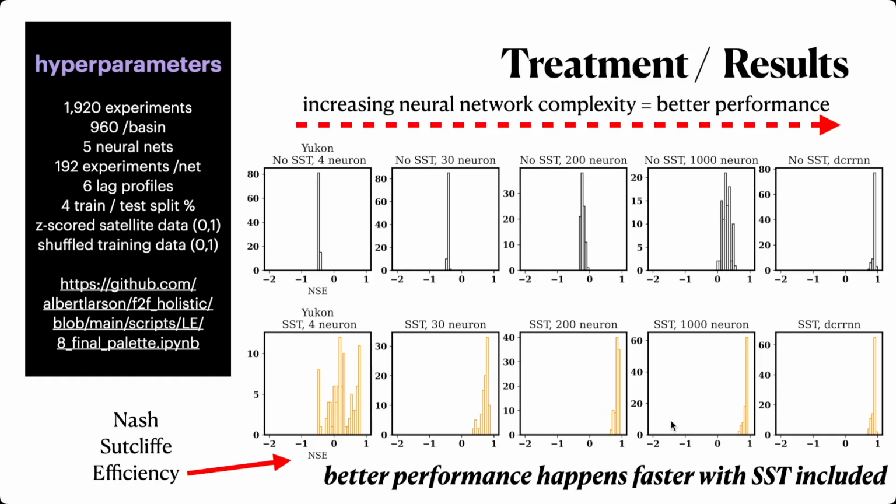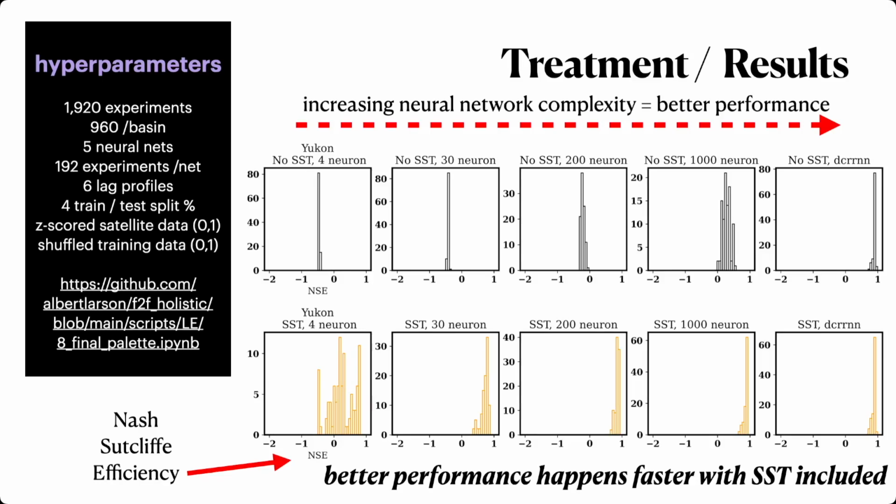We performed roughly 2,000 experiments with 5 different neural nets, 960 experiments per basin, 6 different lag profiles, 4 training test split percentages. We tried using z-scored satellite data, and then we also shuffled and did not shuffle the training data. As you can see in the plot here, the title of each is 4 neuron, 30 neuron, 200 neuron, 1000 neuron, and then DISCERN as you go through the columns. And what we're finding is that whether or not we use sea surface temperature, as the complexity increases, so does the performance of the neural network, according to the input data, here being Yukon. We measure the performance according to the Nash-Sutcliffe efficiency, which is a commonly used hydrological figure of merit, where they look at how well a model does at predicting what the actual streamflow is.